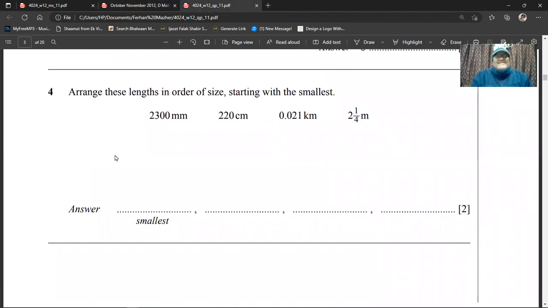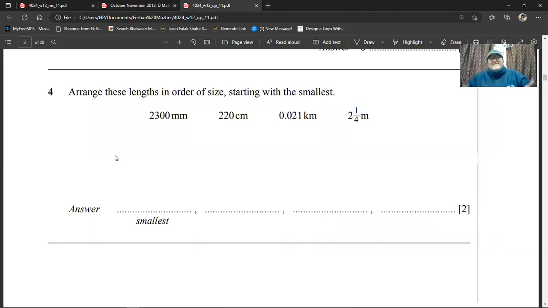Question number 4, he says, arrange these lengths in order of size, starting with the smallest. So we have 2300 millimeter, 220 centimeter, 0.021 kilometer, 2 whole 1/4 meter. I need to compare them and I have to rearrange them. So I can compare them if their unit is same. So I will make all of them in the same unit.